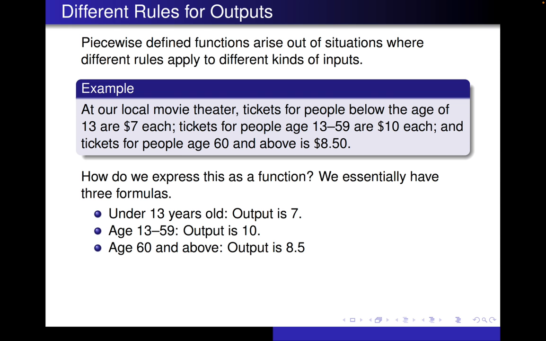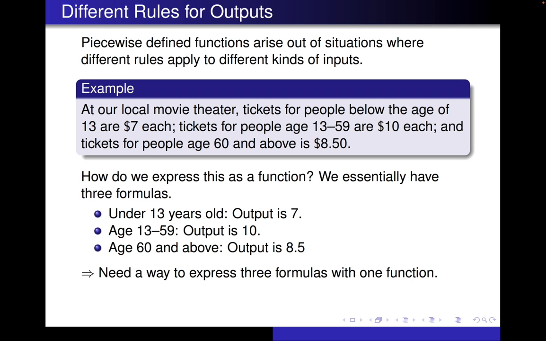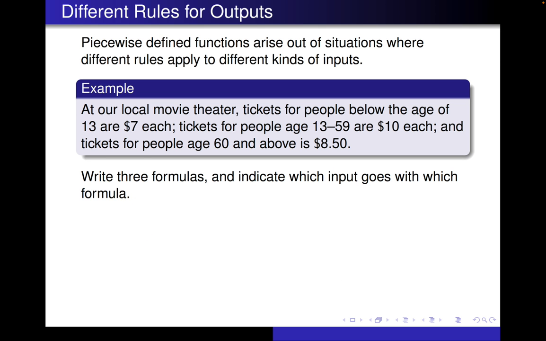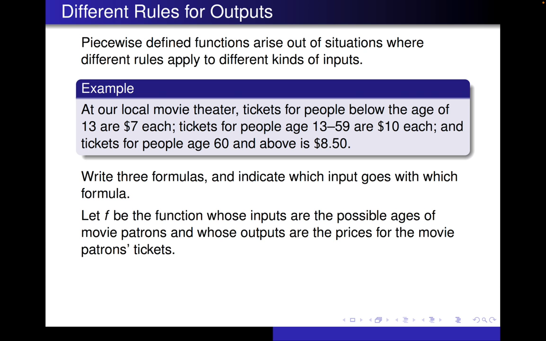Somehow we have to define this function in a way that makes sense and so that we know which rules to use to get our output. So we need to express three formulas with one function. How do we do this? Well, we're going to write the three formulas down and indicate which inputs go with which formula. So f is the function where the inputs are the possible ages of movie patrons and the outputs are the prices for the movie tickets.